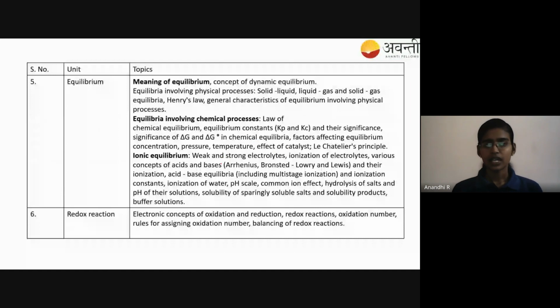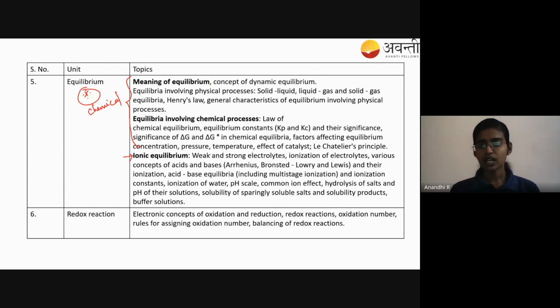Equilibrium is again a physical chemistry lesson. Okay, so the meaning of equilibrium is also important. Okay, you can see a number of topics given under this equilibrium lesson. Equilibrium here includes both chemical equilibrium and ionic equilibrium. So this part consists of chemical equilibrium, and from this onwards, ionic equilibrium starts.